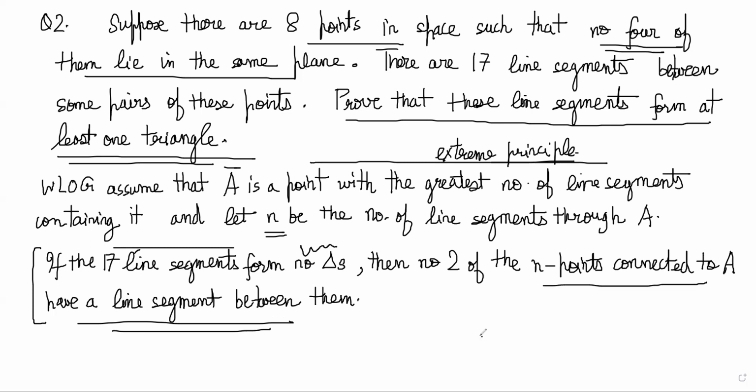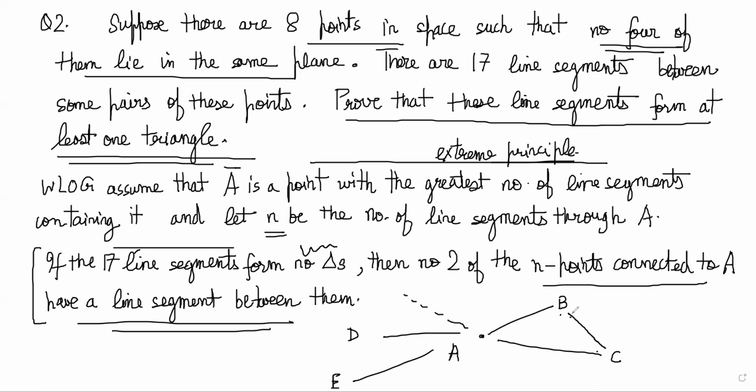So what is the situation here? We know that A was connected to n other points, right? Let's say these are other points, B, C, D, E. We know that n such points pass through A. There are n line segments passing through A. Now, if any two of these points are connected by a line segment, then we have a triangle, right? If any two of the n points connected to A have a line segment between them, then we have a triangle including A, right?